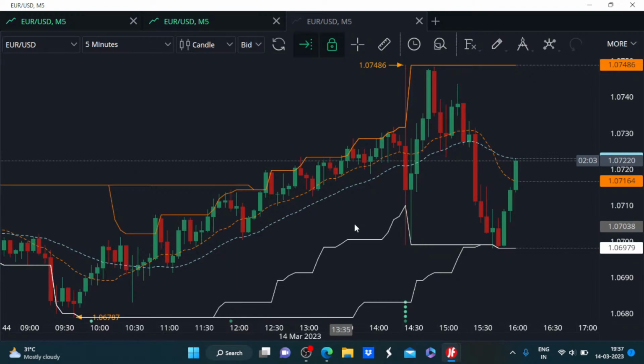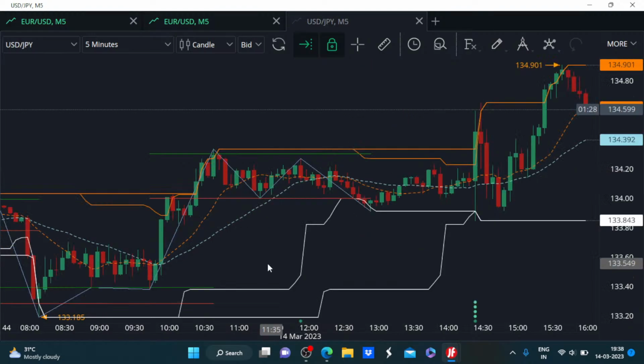So if we compare the Euro USD price formation with the USD JPY, you will see that for today's session in particular, the USD JPY has continually made higher highs and higher lows. So on that count, the USD JPY is having more clarity in comparison to the Euro, which has not really looked that bearish. The JPY has looked much more bearish in comparison to the Euro.